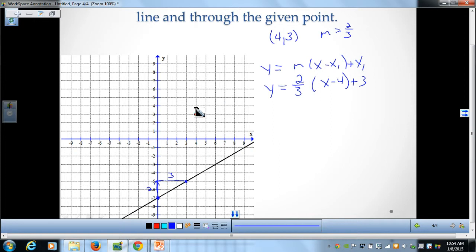And if I wanted, I could go up and just sketch this real quick, so I could go up 2 and over 3 to get our second point. And then I could plot our new line right through that. And you can see that this line is parallel to our given line, and that would be the equation of that new blue line.